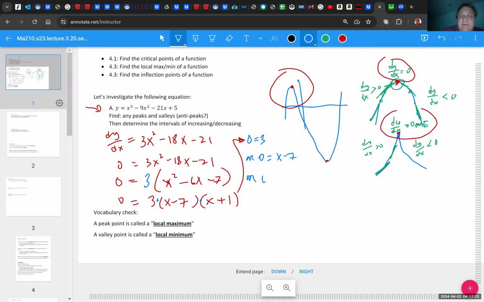Or we have 0 is equal to x plus 1. So one of those or more has to occur in order for the derivative to equal 0. And so we can see right here, this is x equals 7. And here we get x equals -1. So these two are important points. In fact, those are going to line up with this point right here. That's where x equals -1. And this point right down here, which is where x equals 7.